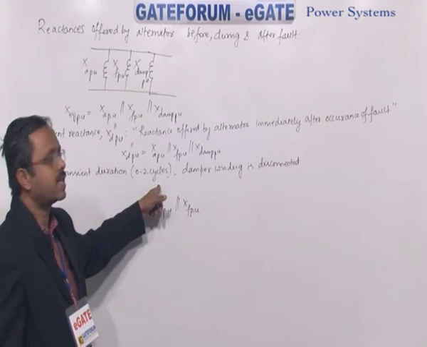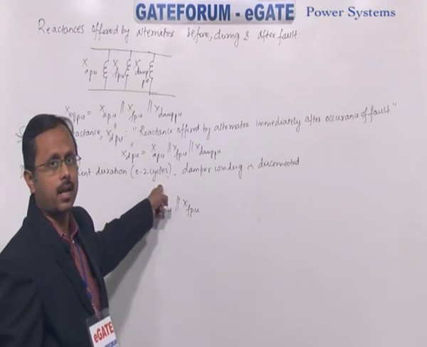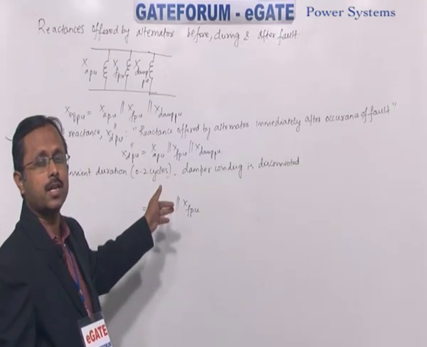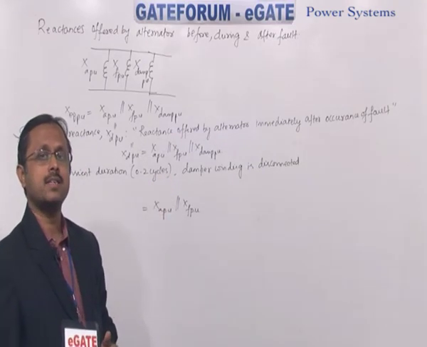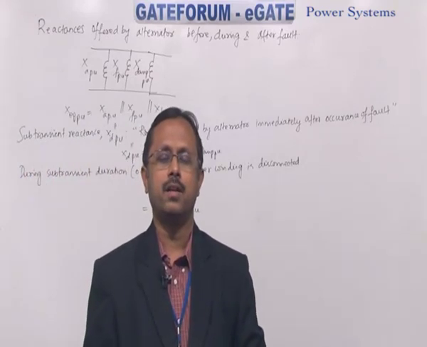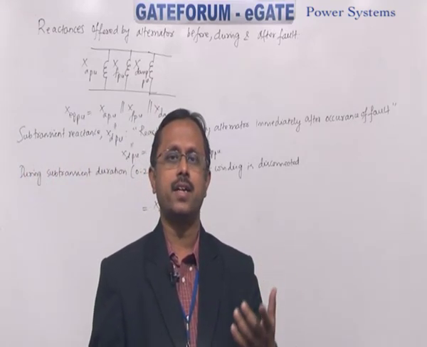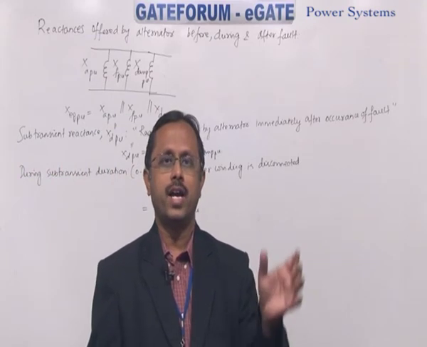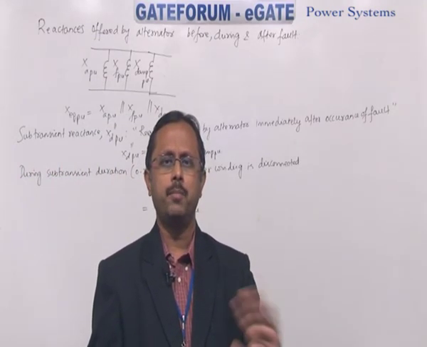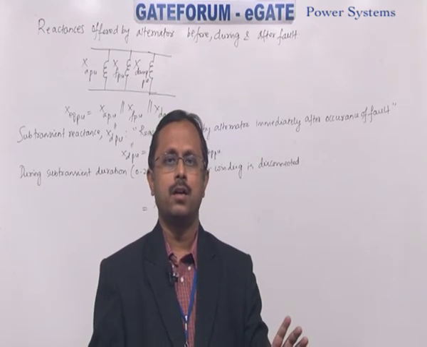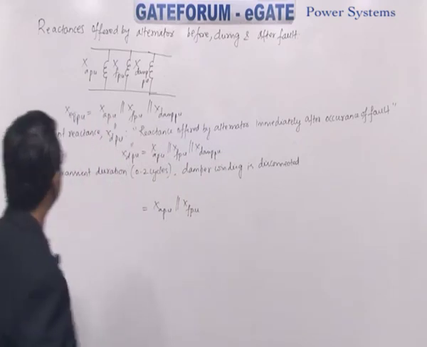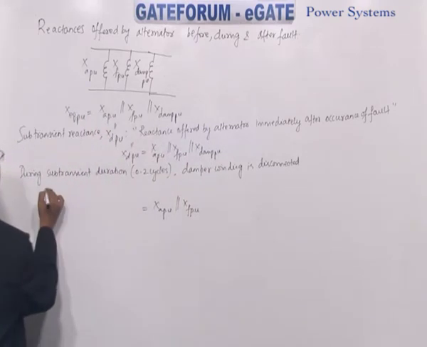And what is the reactance offered by the alternator after 2 cycles of fault occurrence? You name it as transient reactance XD dash per unit. So what is transient reactance? Reactance offered by the alternator not immediately, but after 2 cycles of fault occurrence. You name it as transient reactance.